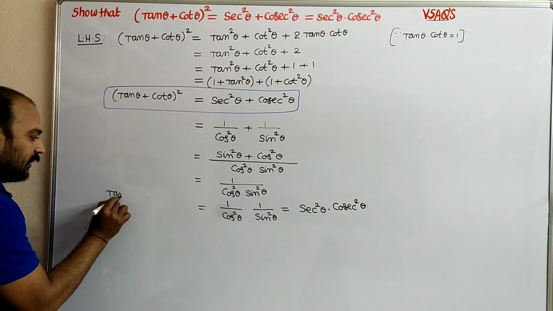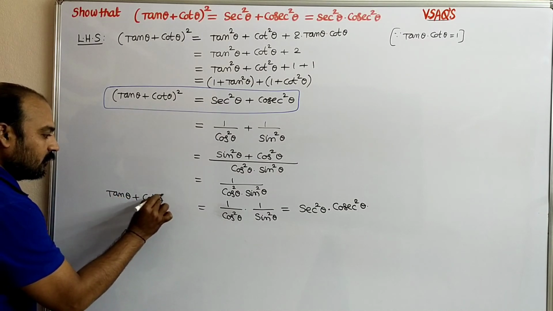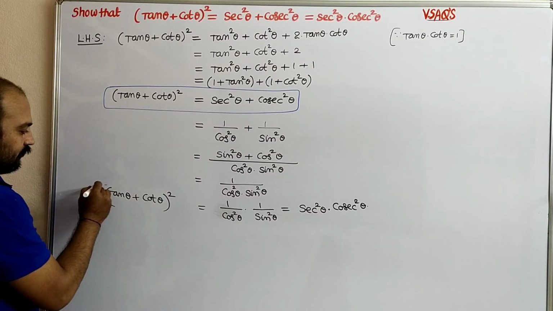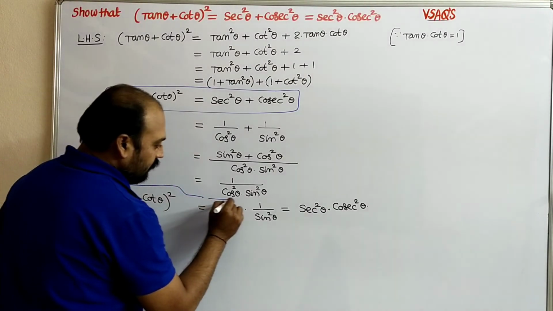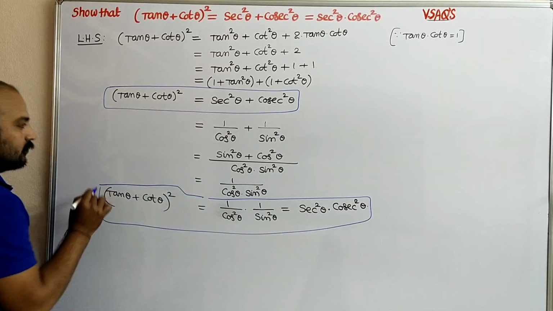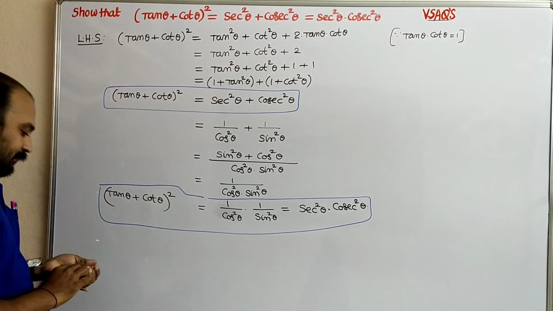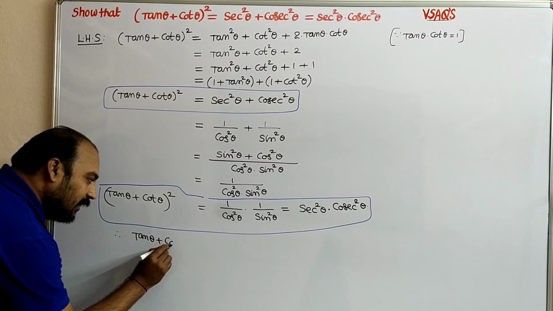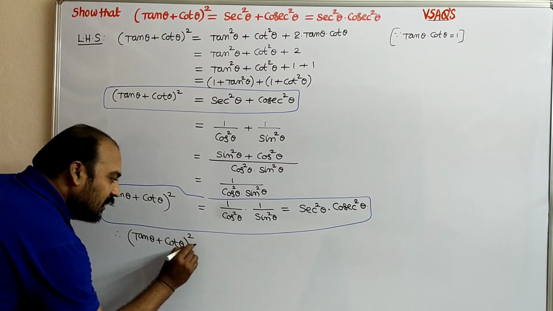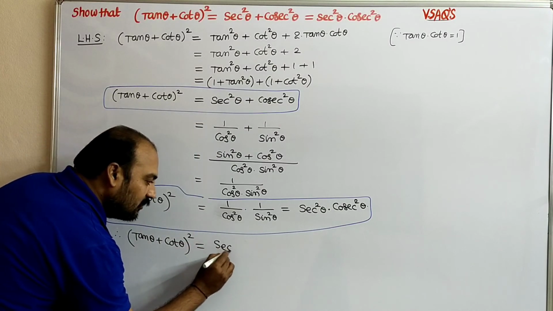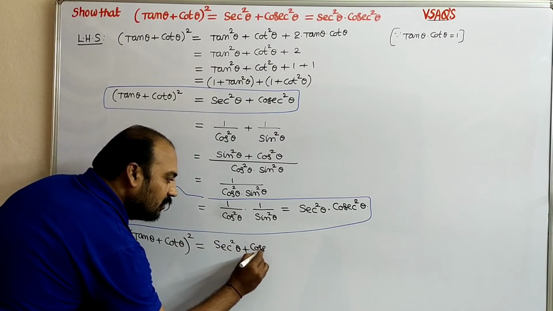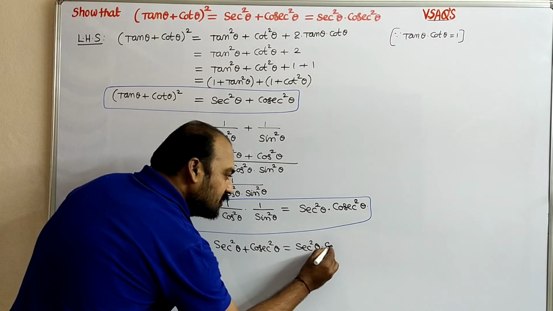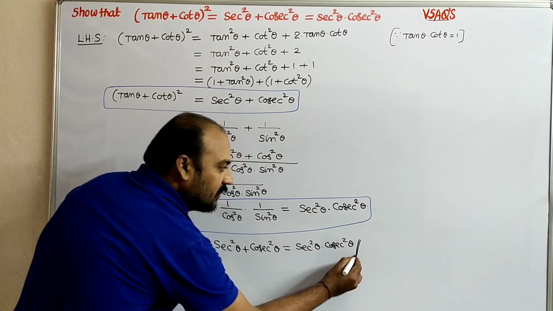Therefore, tan theta plus cot theta whole square equal to, so from these two results, therefore we conclude that tan theta plus cot theta whole square is equal to secant square theta plus cosecant square theta, which is also equal to the product of these two, secant square theta into cosecant square theta. Hence proved.